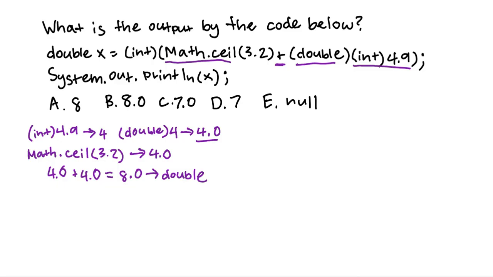Now if we look outside, we see int, so we cast the whole thing with int. So int 8.0 is just 8, because 8 is an integer and 8.0 is not. But the trick that we have to catch is that we're storing it in double x. So even though the value we got was 8, Java is going to store it as 8.0. So the output is 8.0. That's what gets printed. So here the answer is B.